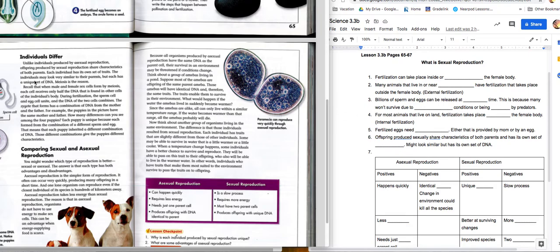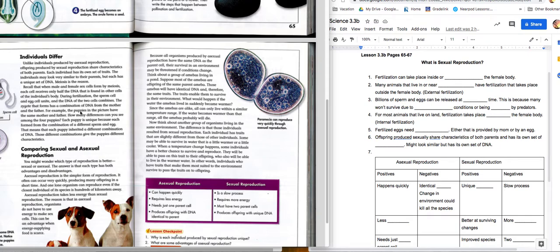What does that mean? The individual may look similar to their parents, but each has its unique DNA, from what we learned last week with meiosis. Recall that when male and female sex cells form by meiosis, each cell receives only half the DNA that is found in other cells of the individual's body. During fertilization, the sperm cell and the egg cell unite, and the DNA of the two cells combines. The zygote that forms has a combination of DNA from the mother and the father.